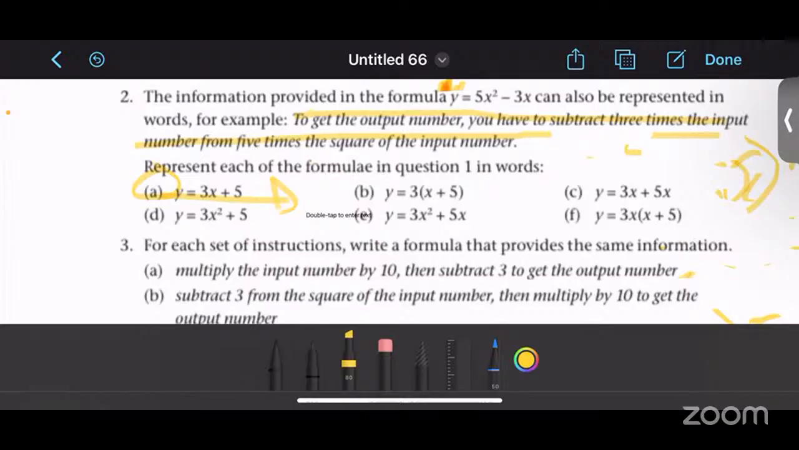Busisiwe. Ma'am, A. Ma'am, you want me to put it in words? Mm-hmm. To get the output, you have to multiply.